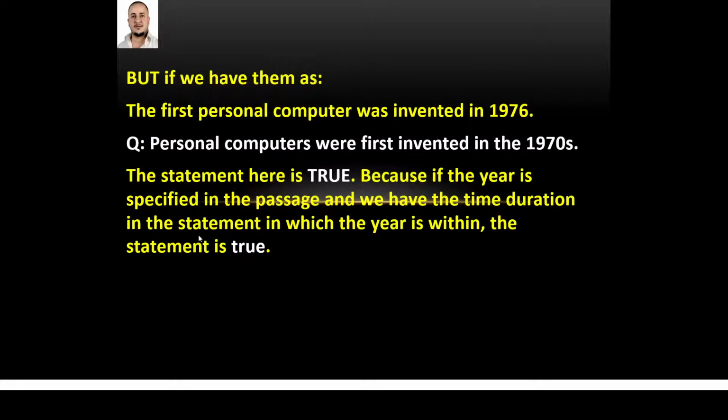But if we have them as, in the passage, the first personal computer was invented in 1976. In the question, personal computers were first invented in the 1970s. The statement here is true, because if the year is specified in the passage and we have the time duration in the statement, meaning the year is within it, the statement is true. I want you to focus on this point, please.